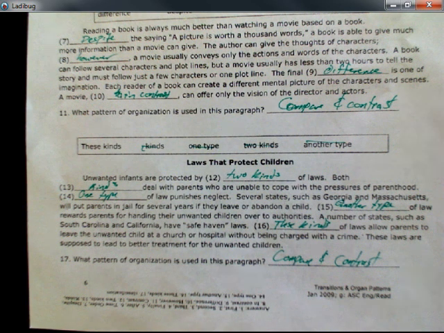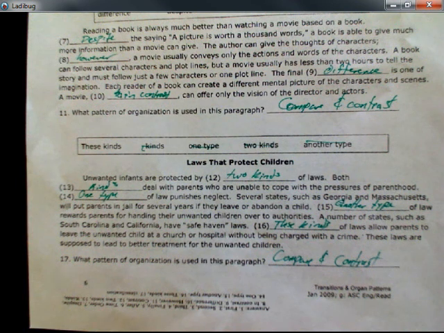Now, who put problem solution for this one? Anybody? I put cause and effect. You put cause and effect. Okay. What's the cause? The laws are the cause. So what's happened because of the laws? What's the effect as a result of the laws? A number of states such as South Carolina have safe haven laws. Okay, but that still is talking about the laws. That's not the effect of the laws.